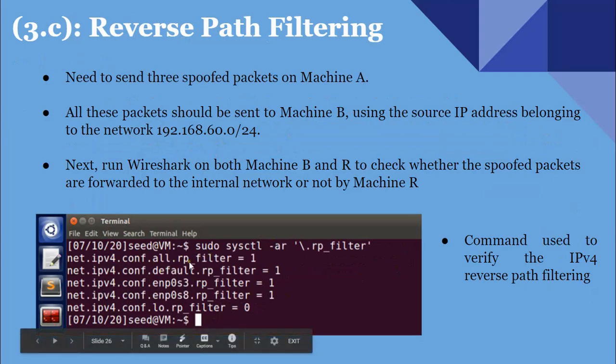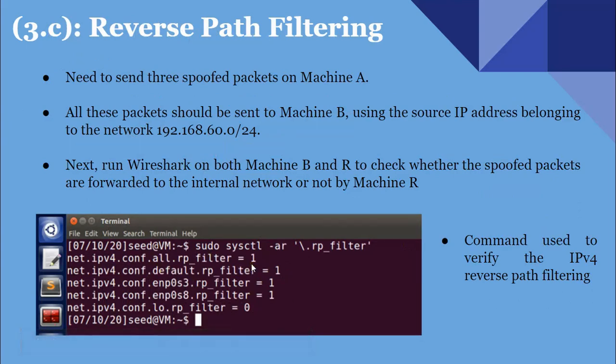This is the command to verify the IPv4 reverse path filtering. If this line is unavailable, you might add it to the line. It should be equal to 1. Also, if this line is equal to 0, just edit the line to make it 1 so that RP filtering is enabled.